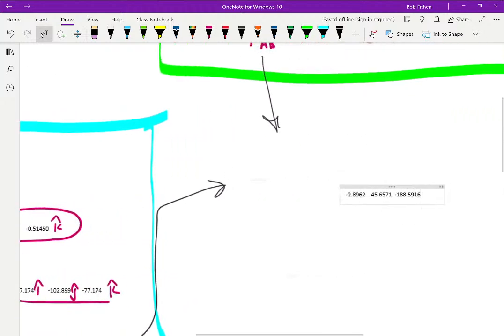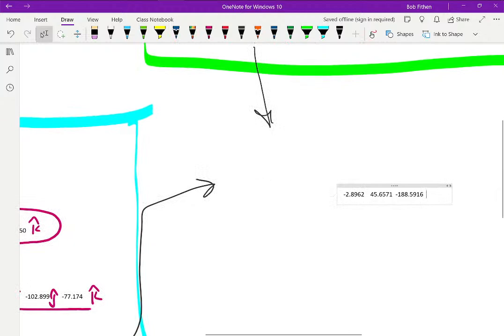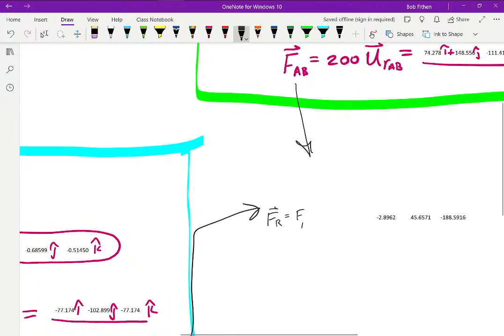Again, I'm using the beauty of copy and paste here. So the F resultant is equal to F AB plus F AC, if I'm not mistaken, and that would be I plus J and then K.